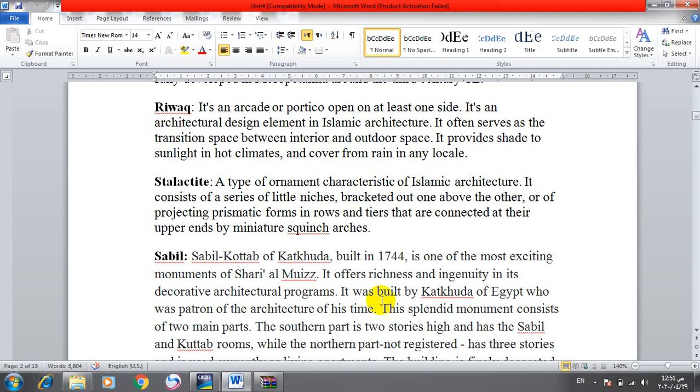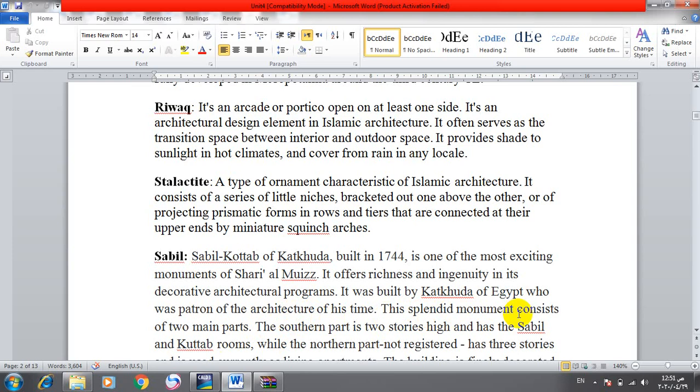Sabil-Kuttab, built in 1744, is one of the most exciting monuments of Shara al-Mu'izz. It offers richness and ingenuity in its decorative architectural programs. It was built by Katakuda of Egypt, who was a patron of the architecture of his time.